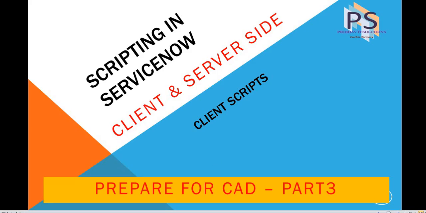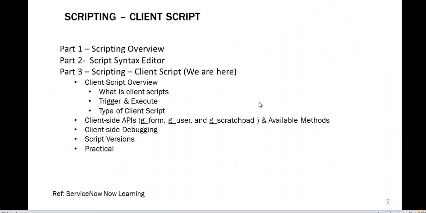If you have not seen part 1 and part 2, then you can see the link in the description. In part 1 we covered the scripting overview, and in part 2 we covered the scripting syntax editor and what all options are available over there. In part 3 we are now covering client script. We will try to cover the client script and the practical together, but in case the practical is not covered in this session, then you need to check part 4.